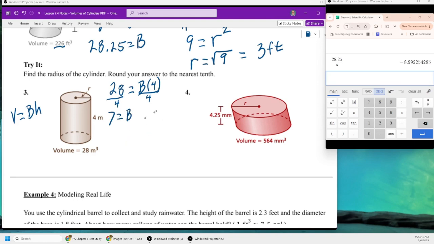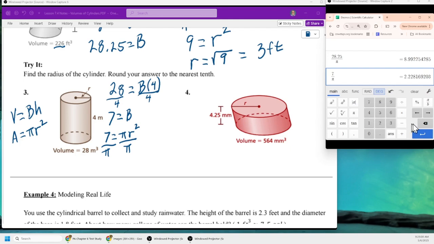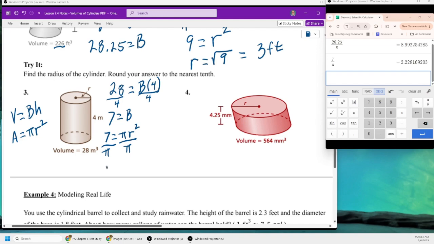Okay? And again, we're using this formula, pi r squared. So the area of the base is 7, so 7 is equal to pi r squared. We're going to divide by pi because we need to get r all alone. So 7 divided by pi gives me, rounded, 2.2 is equal to the radius squared.